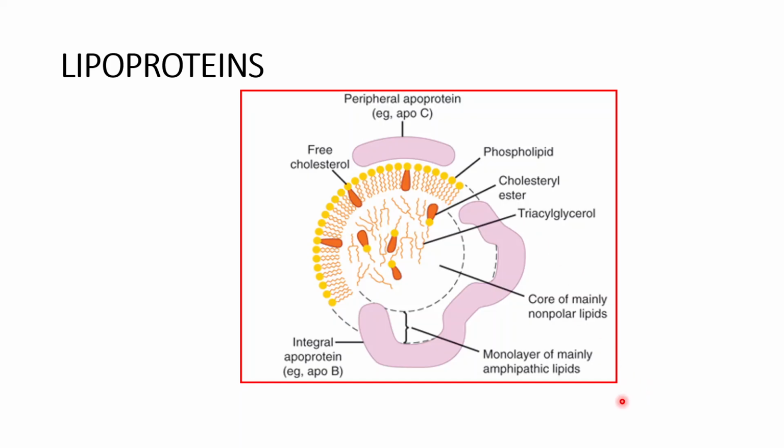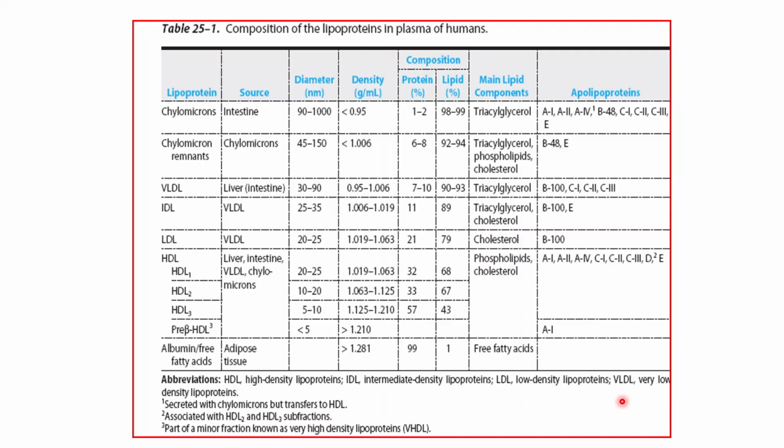So this is the structure of a lipoprotein, and this is the composition of lipoproteins in the plasma of humans. You should know the different lipoproteins, then the sources, diameter, density, how much is the protein and lipid content, what is the composition, then the main lipid components and the apolipoproteins. So in this way, a short note on lipoproteins can be ready by this video.